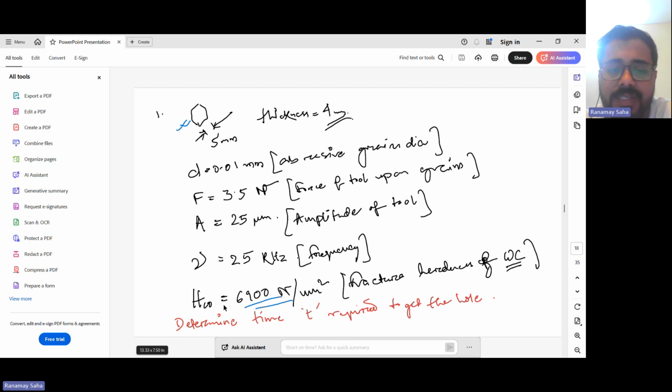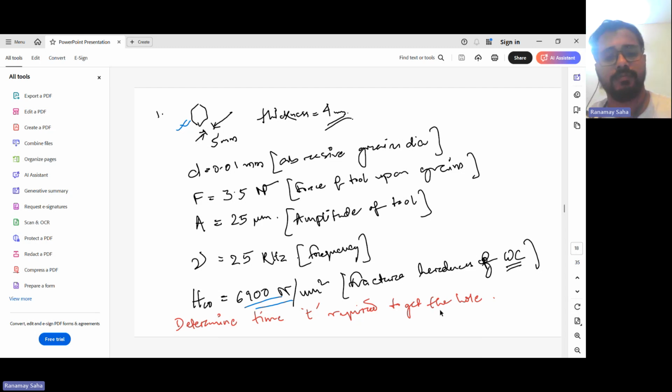Hardness of the workpiece is given as 6900 Newton per millimeter square, and the fracture hardness of tungsten carbide is taken to be the material of the workpiece. You have to determine the time required to get the hole. So just give it a try, and then we will look into the solution.